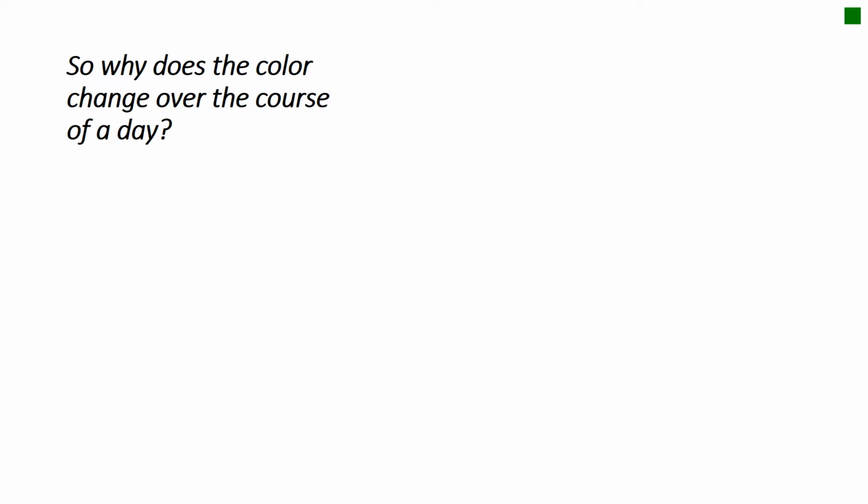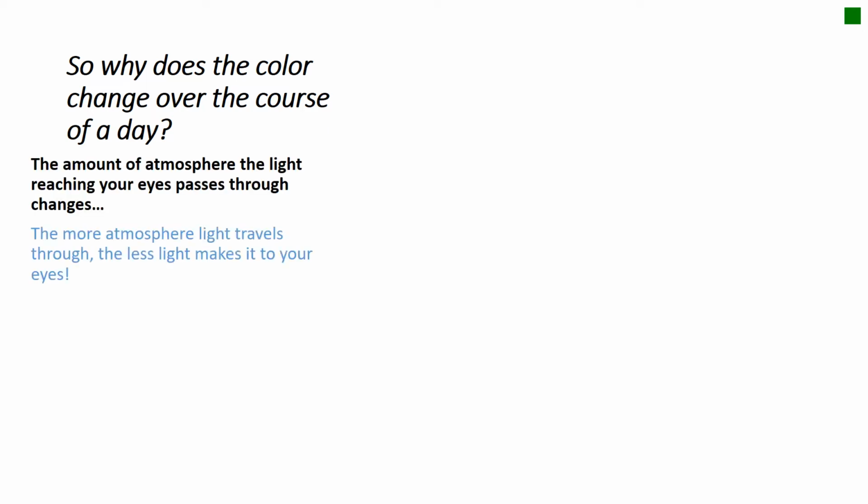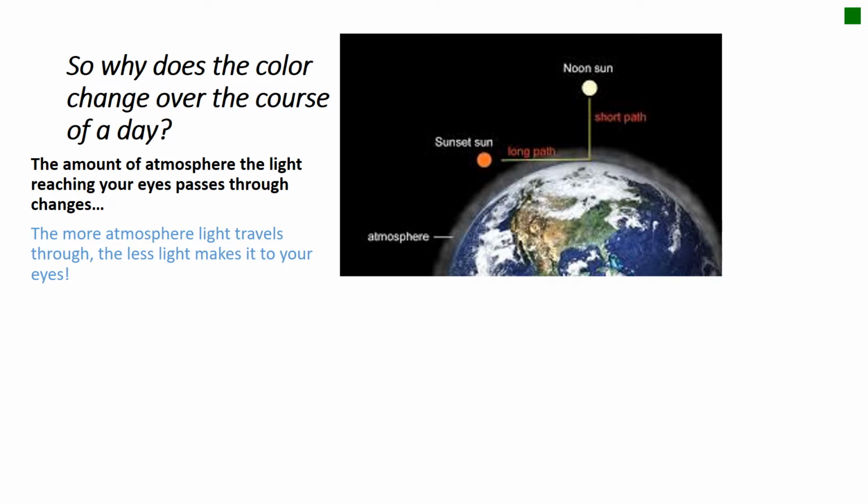Now for the next part. Why does it change over the course of the day? Obviously, the atmosphere is absorbing, re-emitting, and scattering some of this light that is coming from the sun. But why is it changing? It's got everything to do with the amount of atmosphere that light is traveling through.